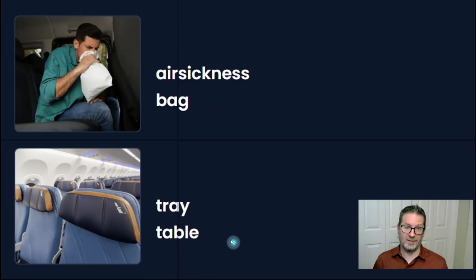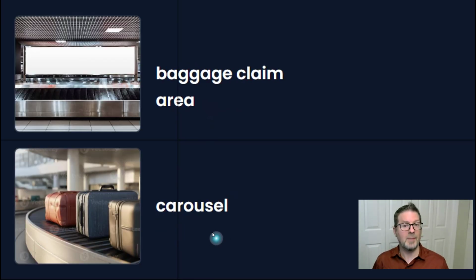Air sickness bag. I hope you don't have to use the air sickness bag. Tray table. Make sure your tray table is in the upright and locked position. Baggage claim area. Go and get your bags in the baggage claim area. Your bags are on the carousel. Carousel.